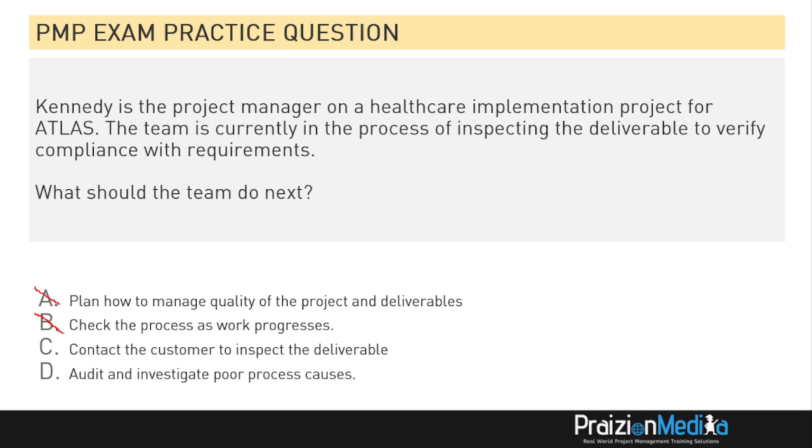It says the team is currently in the process of inspecting the deliverable to verify compliance with requirements. So the next thing that should happen, generally speaking, if everything goes as proposed, is to contact the customer. It's not to audit, because the audit has already been done, QA. That should already have been done. And that's not to say there couldn't be feedback loops, but the fact that it mentions an audit is backwards. So the thing that moves it forward is to contact the customer to inspect the deliverable.